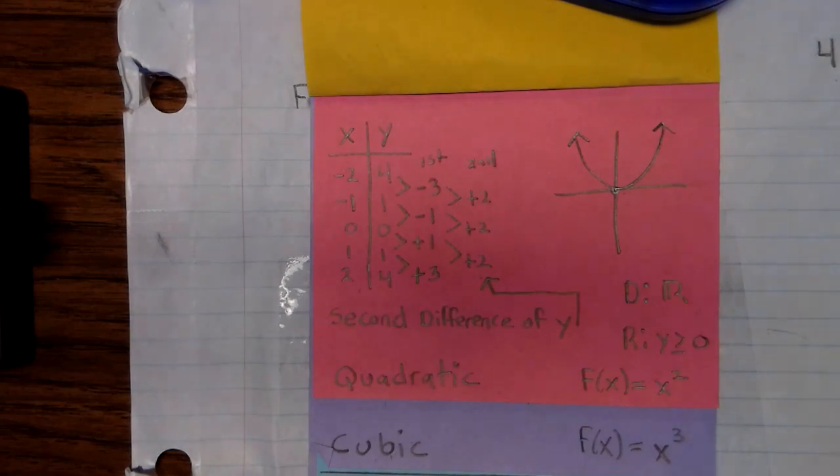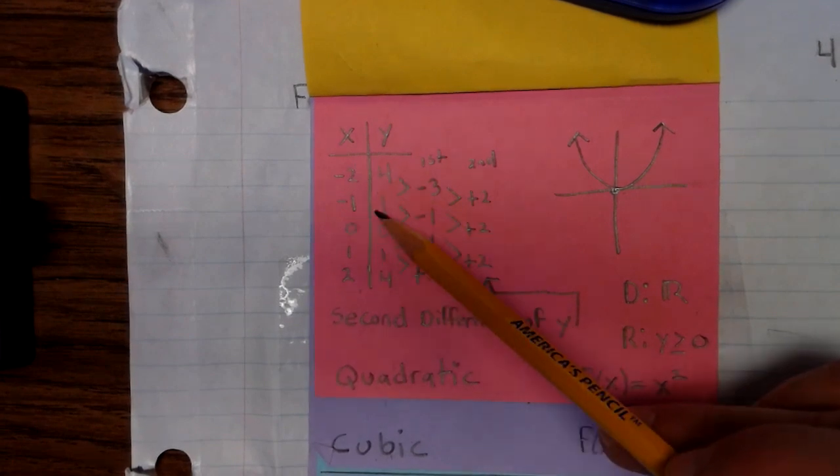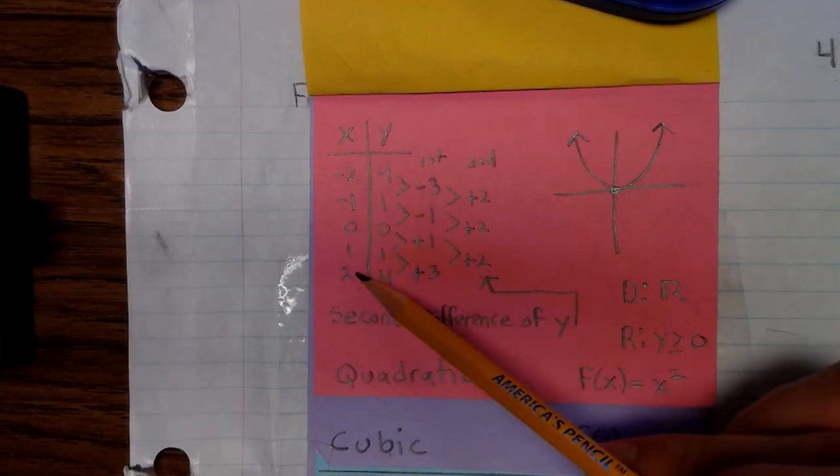All right, so the table is the x's are -2. When x is -2, the y is 4. When x is -1, the y is 1. When x is 0, the y is 0. When x is 1, the y is 1. And when x is 2, the y is 4.